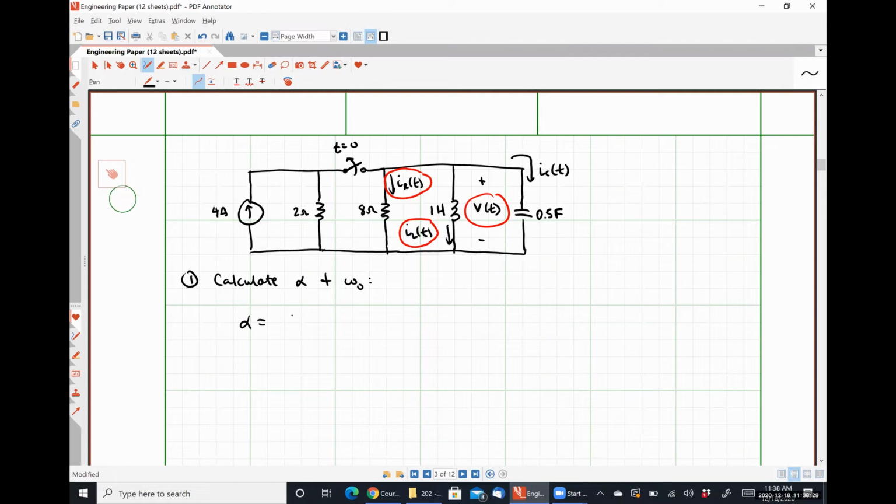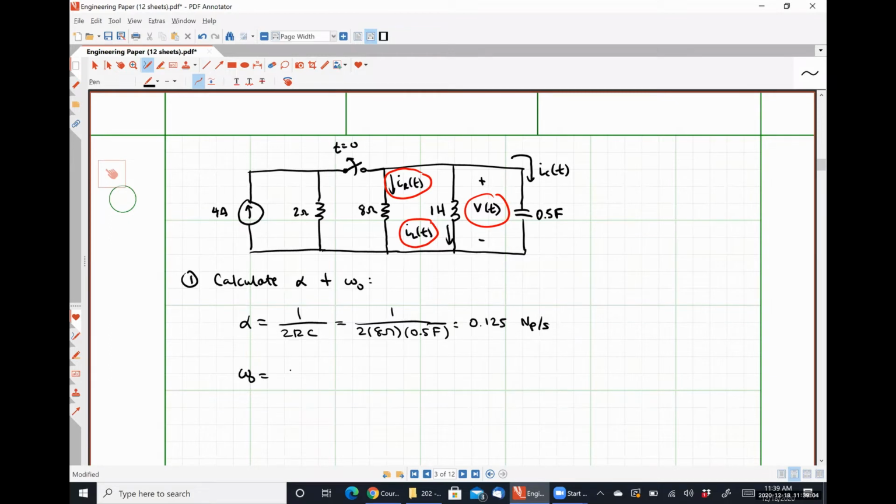Alpha, we know for a parallel RLC circuit, is 1 divided by 2RC. So that's going to be 2 times 8 times 0.5 farads here, which is going to be 1/8, or 0.125 nepers per second. If I did that math in my head, I think 1/8 is 0.125, so that's fairly straightforward.